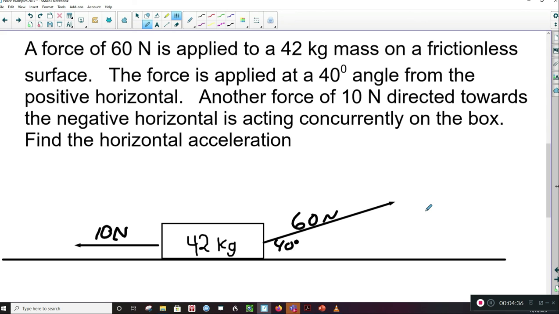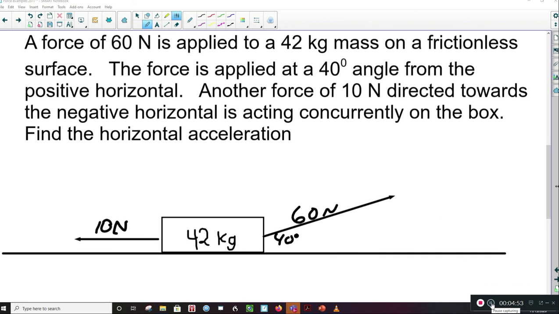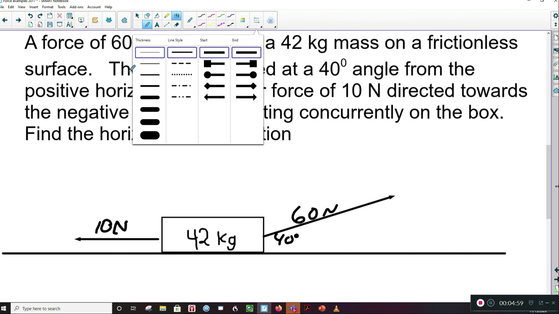All right, I am going to ask that you copy this down and pause the video, and I want you to try this one on your own, and then I'll come back and show you how to solve it. Okay, hopefully you had enough time to solve it. If not, just pause it again, but I'm going to go over it right now.